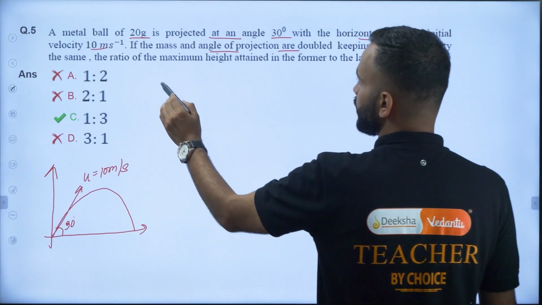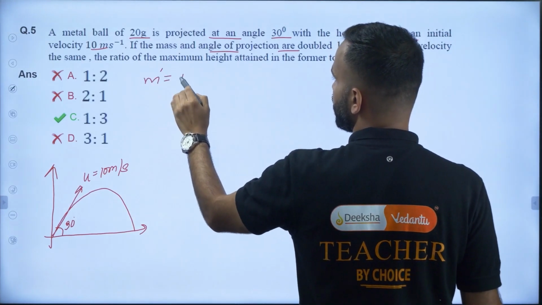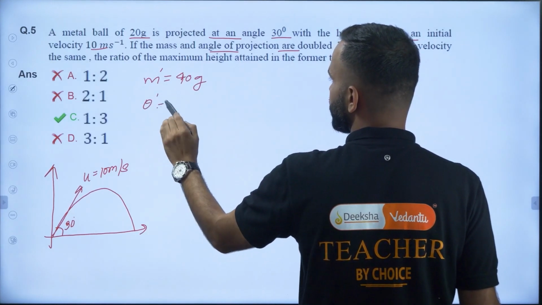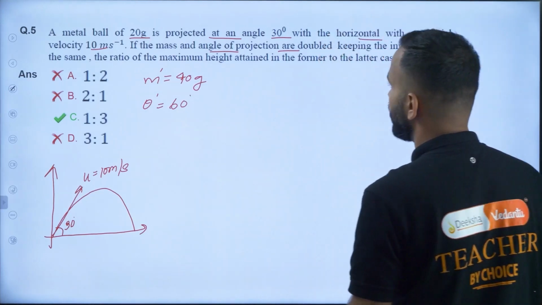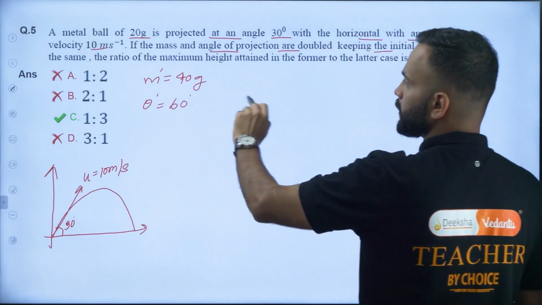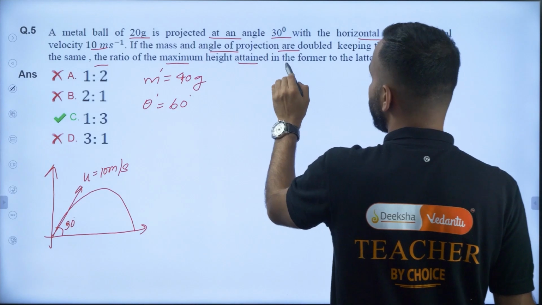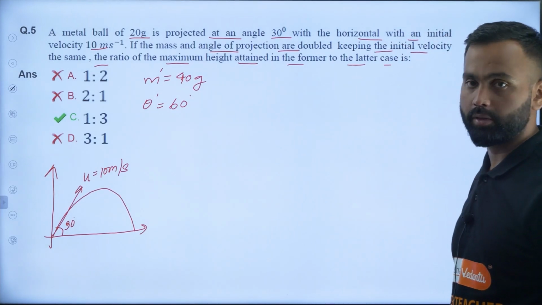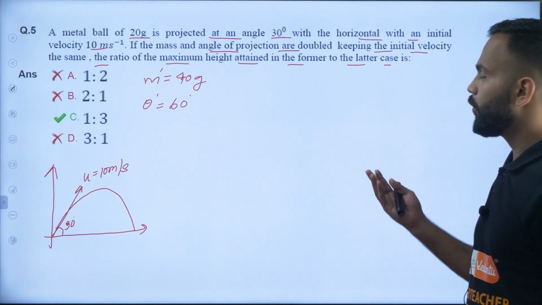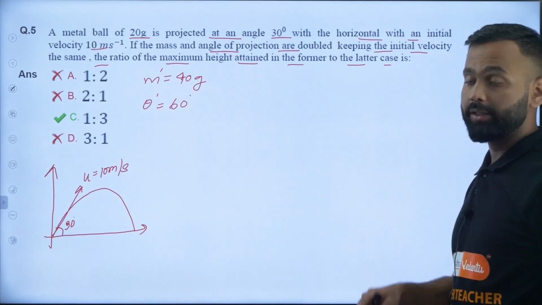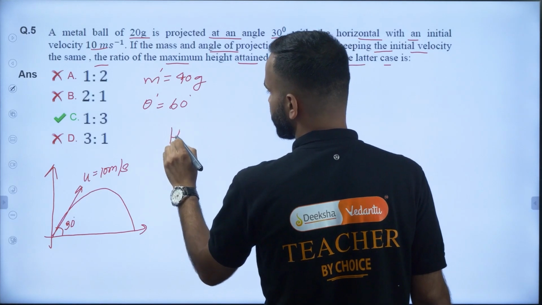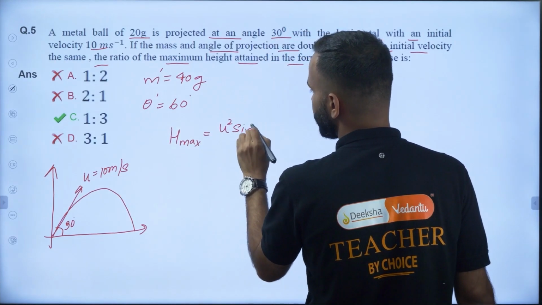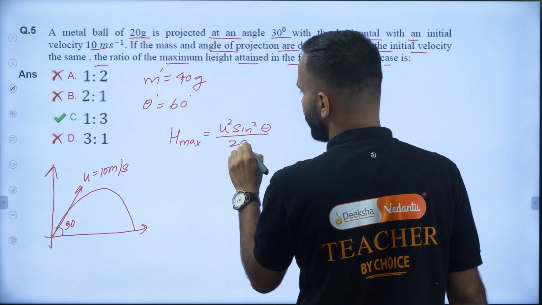If the mass and angle of projection are doubled, now the mass m dash becomes 40 gram and theta dash is equal to 2 theta, that is 60 degree, right? Keeping the initial velocity the same, find the ratio of the maximum height attained in the former to the latter case. What is the maximum height formula? The maximum height h max is equal to u square sine square theta divided by 2g, right?